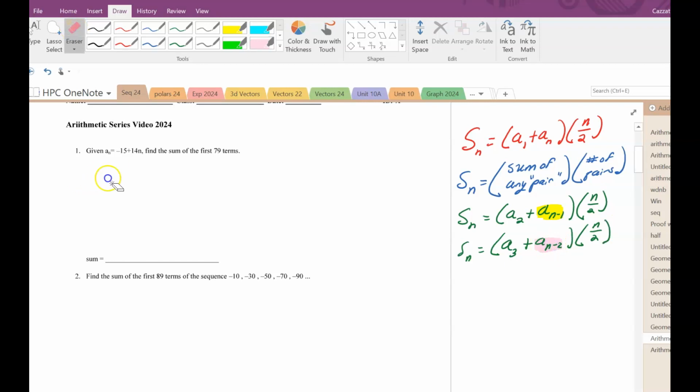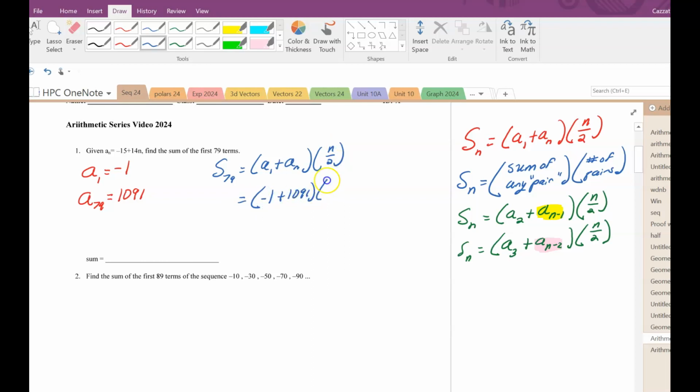So if we look at problem number 1, I want to find the sum of the first 79 terms. The first thing I'm going to do is plug in 1 for n. Doing that, I'll get negative 1. Then I'm going to plug in a sub 79. Doing that calculation, I get 1091. So the sum of the first 79 terms is (a1 plus an) times n over 2. So that's going to be (negative 1 plus 1091) times 79 over 2. Doing that math, you're going to get 43055.